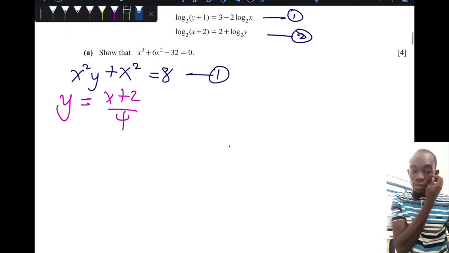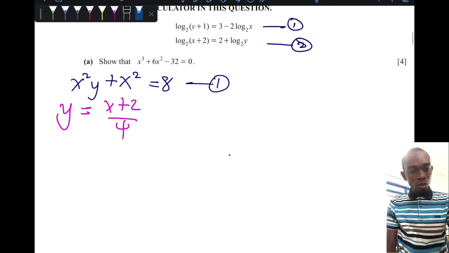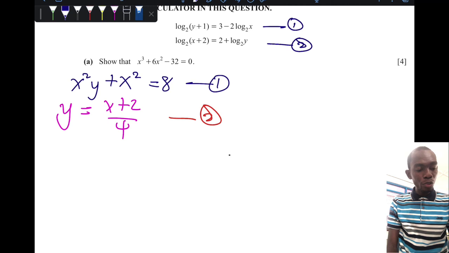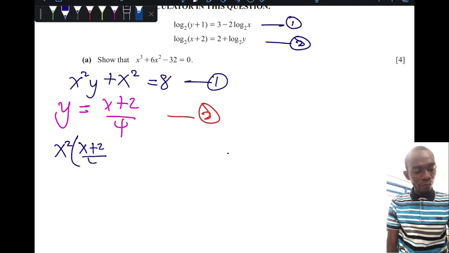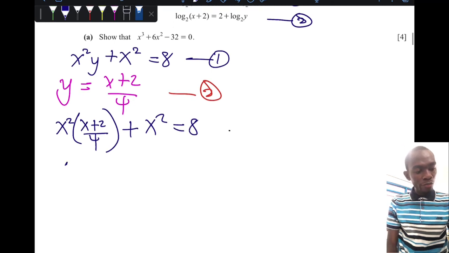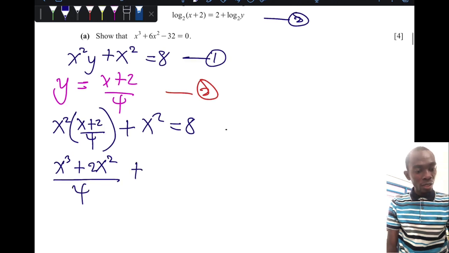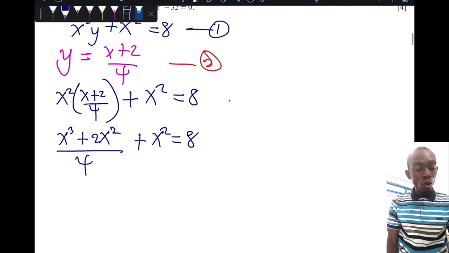Okay, so now we have two equations. Okay, let's solve it. Let's call this equation 2. So I'm going to put the second equation into the first one. So I'm going to have x squared times (x + 2) over 4, and then I'll have plus x squared equals 8. Okay, so I'm going to have x cubed plus 2x squared over 4 plus x squared equals 8. I'm going to multiply through by 4.